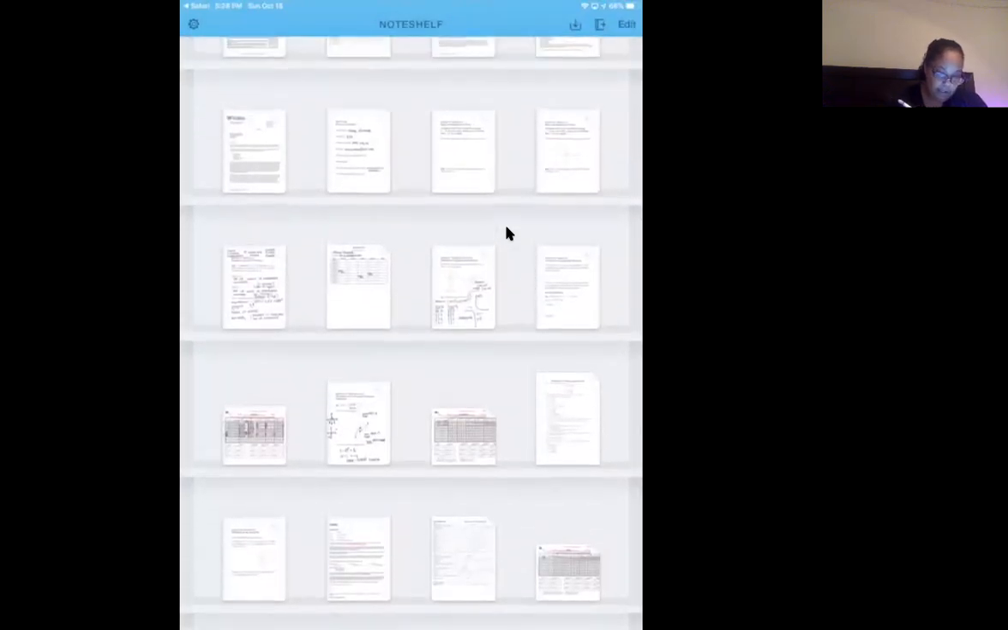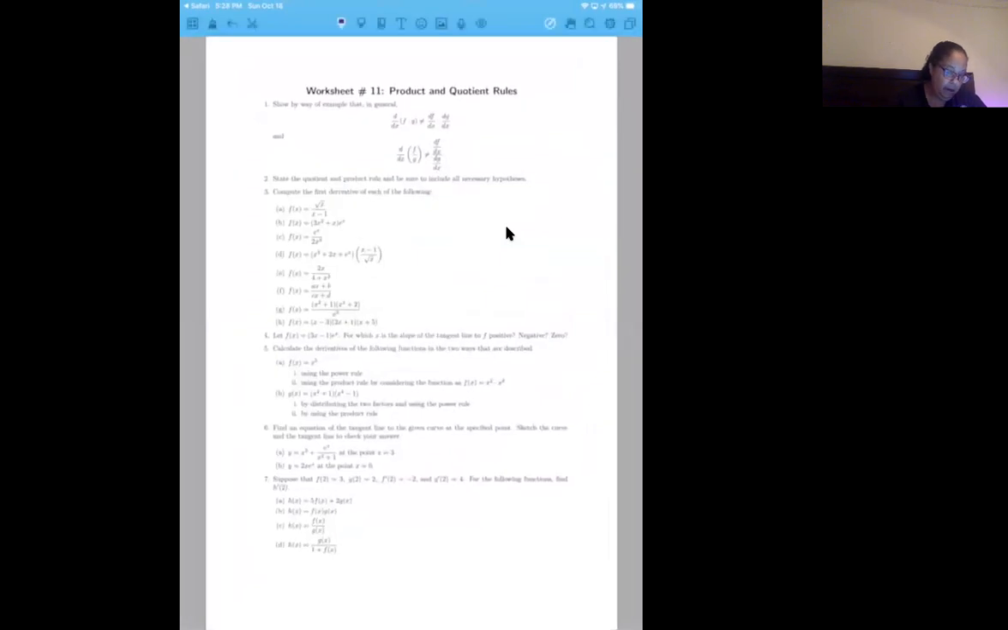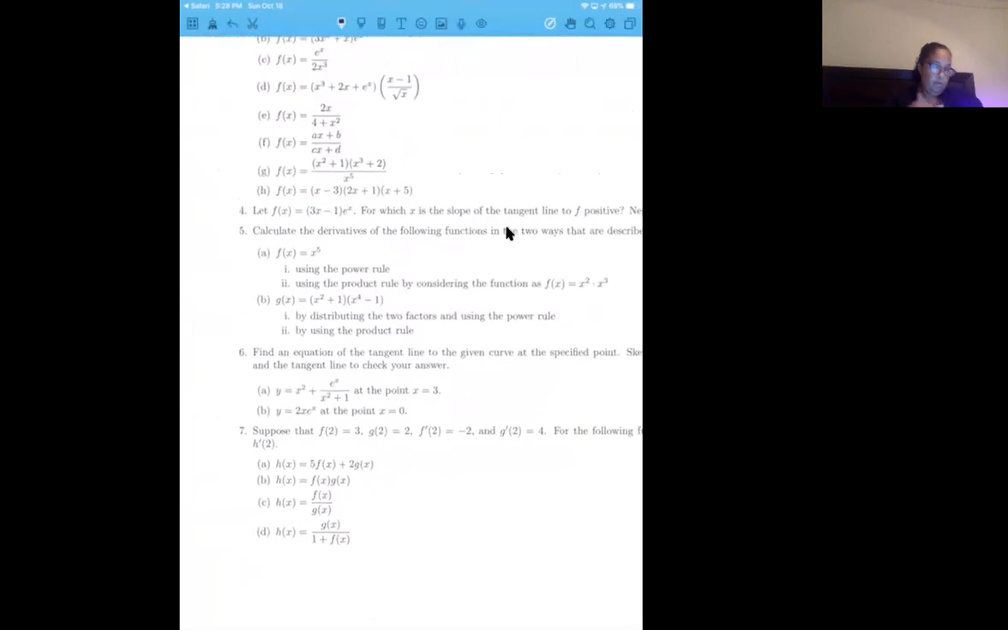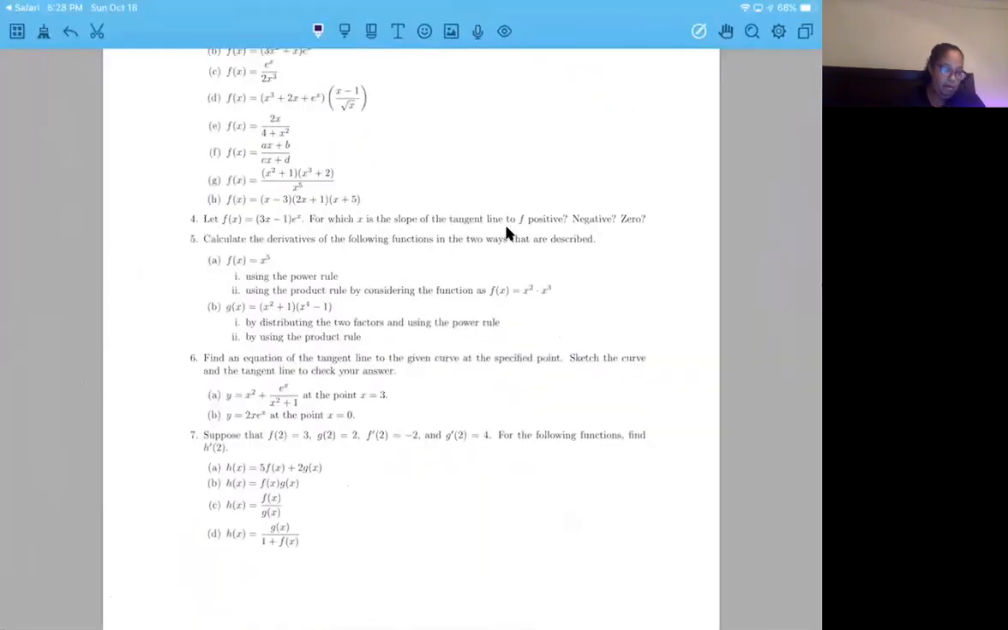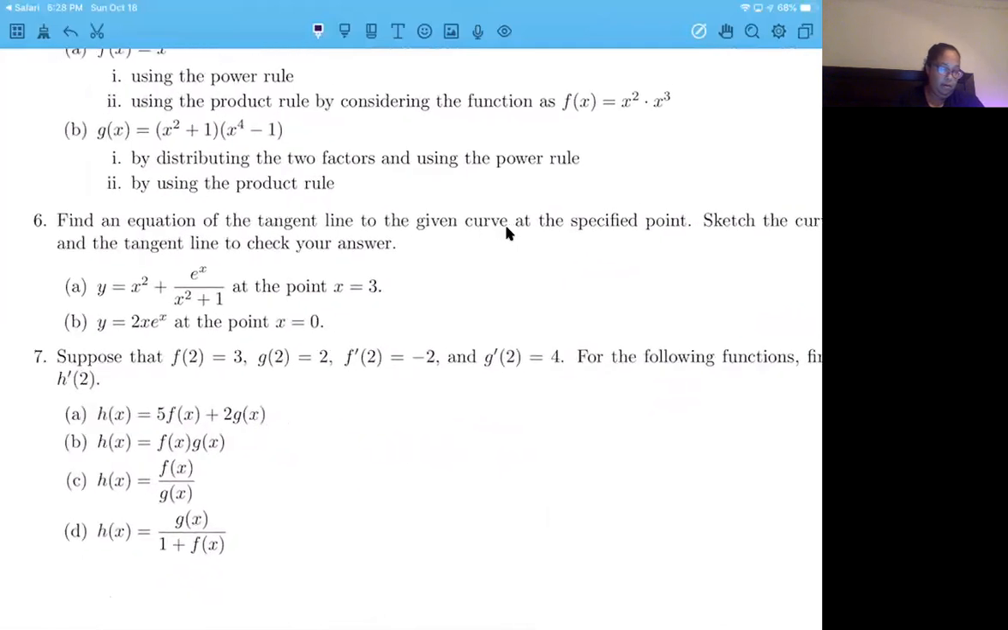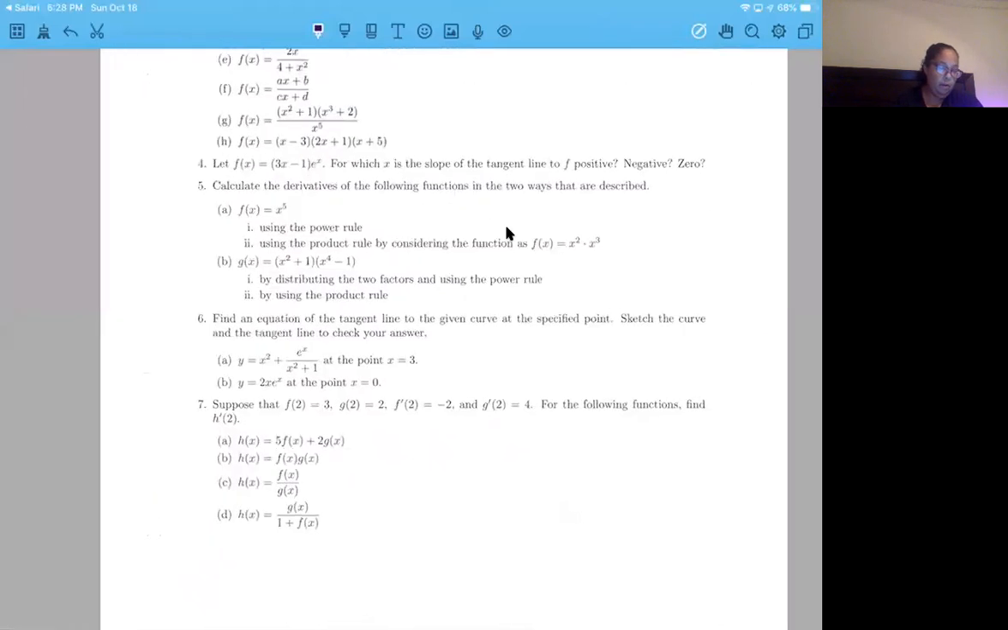Where is it? All right, here they are, right here. Let's see if I can turn it this way so we can see it better. All right, so it's something similar.